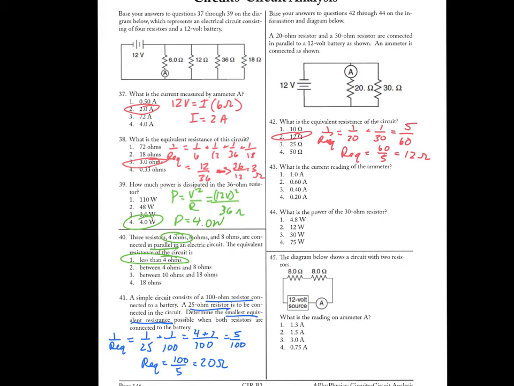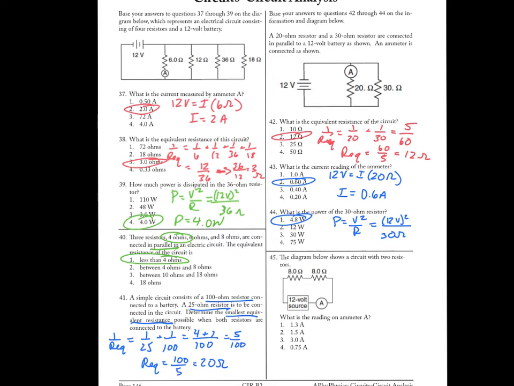What is the current reading of the ammeter? So we are inside this branch, focusing on that 20 ohm resistor. Voltage is the same, 12 volts, 20 ohms, 12 divided by 20, 0.6 amps. What is the power in that 30 ohm resistor? P is equal to V squared over R, 12 volts squared divided by 30 ohms. And you should get 4.8 watts. 144 divided by 30, that's about 4.8. Yeah, just about.